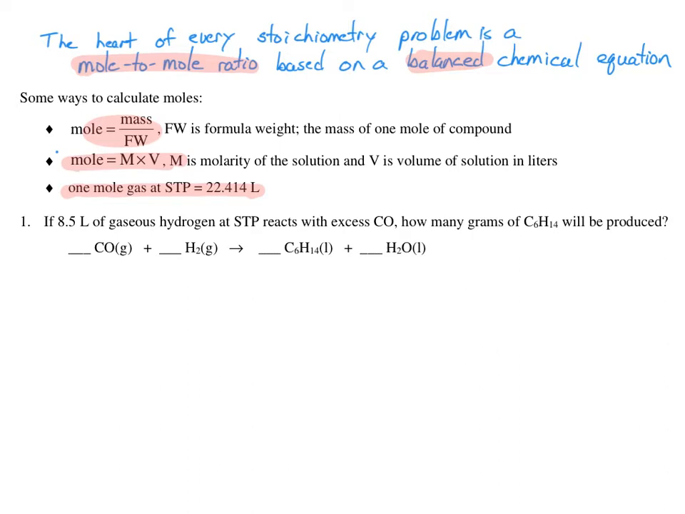In this problem, the chemical of initial interest is in the form of a gas. So we have gaseous hydrogen, H2 gas. And we want to compare that to another chemical, hexane. To compare one chemical to another, we need a balanced chemical equation. So we need to first balance this unbalanced chemical equation that's given to us.